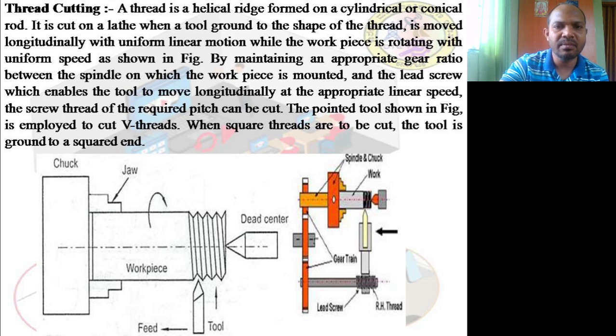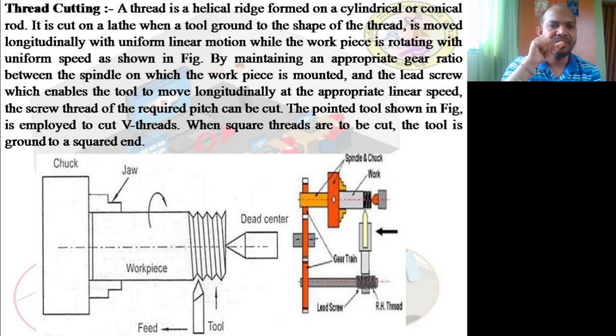It is cut on the lathe when a tool ground to the shape of the thread is moved longitudinally. Here it is a single point cutting tool, my dear friends, moving longitudinally with uniform linear motion, while the workpiece is rotating with a uniform speed as shown in the figure. By maintaining an appropriate gear ratio between the spindle on which the workpiece is mounted and the lead screw, which enables the tool to move longitudinally. Longitudinally means like this, at the appropriate linear speed.